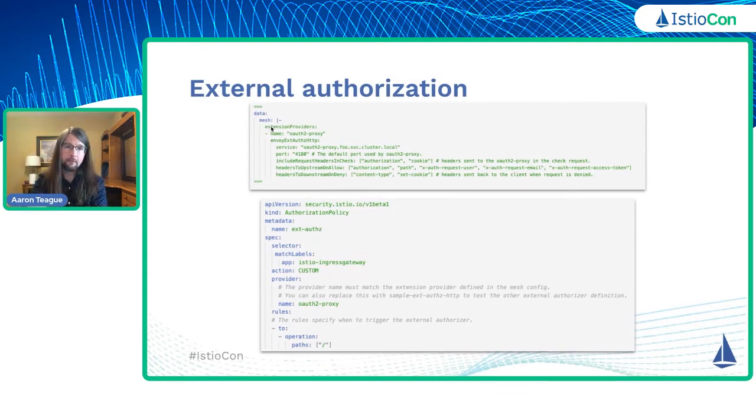In the config map, we'll look at extension providers, and there'll be a list. In that list, we could add an OAuth2 Proxy or something similar. You can name it whatever you want, as long as this matches this. And then where do you go to find the information to get that yes or no answer? Here, we're going to use the service, which is a Kubernetes service, and then this port, which is a port that it will listen and respond to.